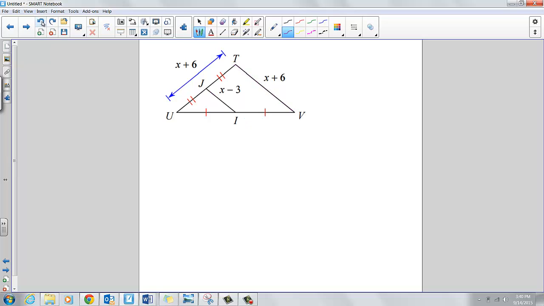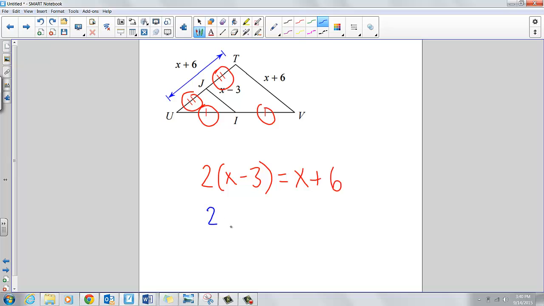The smaller one is half of the bigger one if these two sides are congruent. So we can see congruent, congruent, congruent, congruent. So that tells me, alright, I'm good to go. I know this is half of this, or 2 of these equals 1 of these. So we can say 2 times x minus 3 equals x plus 6. Okay, and then we can distribute this out and we get 2x minus 6 equals x plus 6.